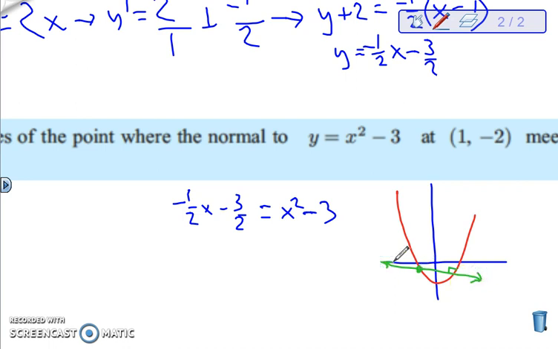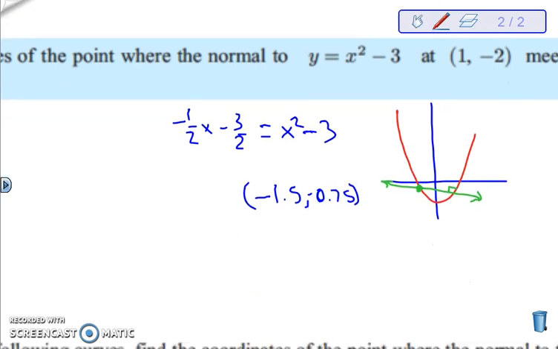Again, you can use the intersect function on your calculator to find that, or you can use factoring to solve the equation as is. Either way, we should get that it crosses through our graph again at negative 1.5 comma negative 0.75, which of course can be expressed as a fraction as well. So negative 3/2 comma negative 3/4.